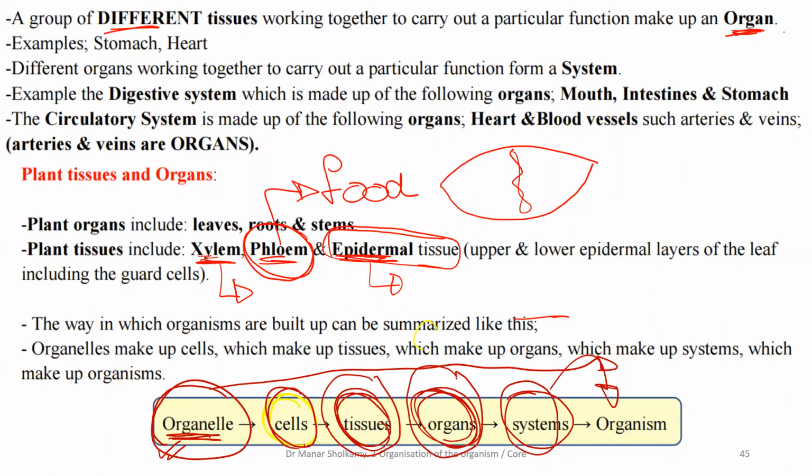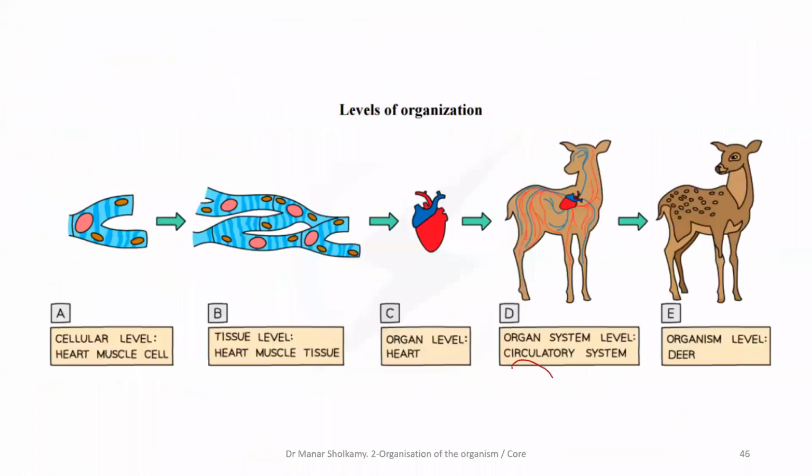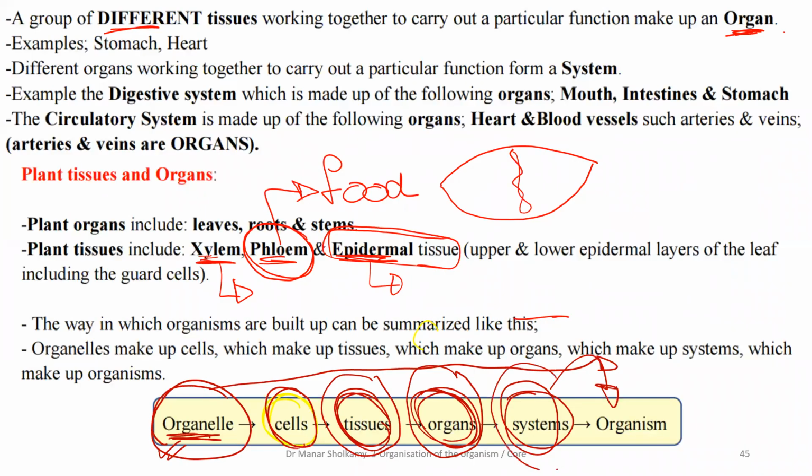Organs. Many organs working together, having a particular function, will make a system like the digestive system. And then an organism. This is year 7 or 8 material, actually. But is it clear? I want to focus on organs because they always ask about organs.